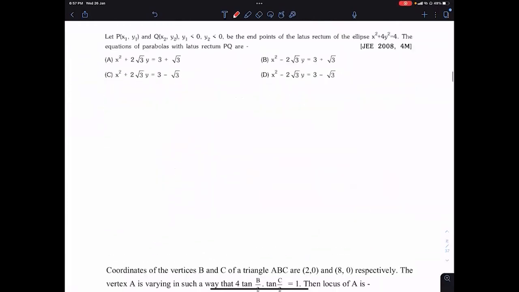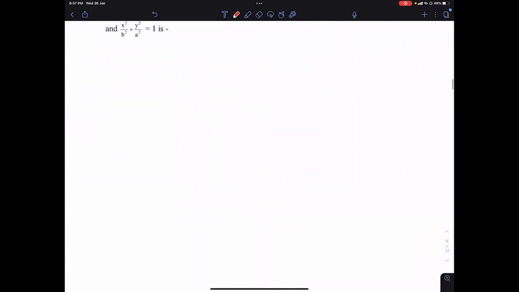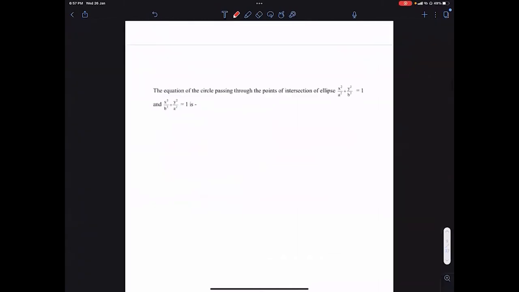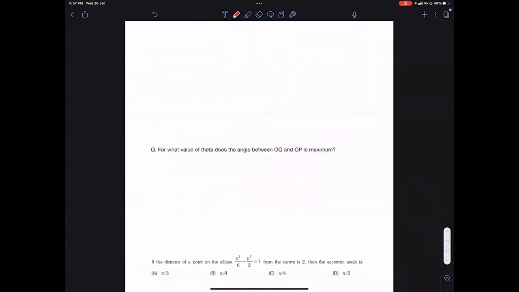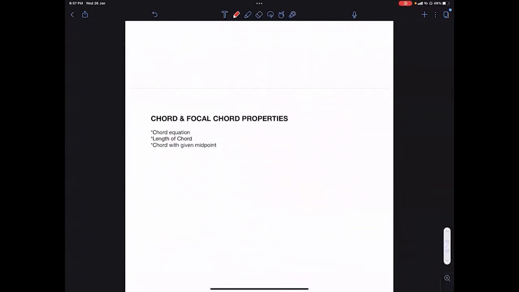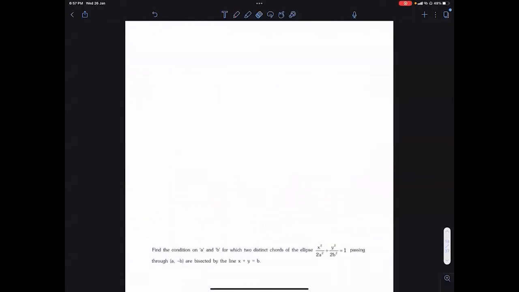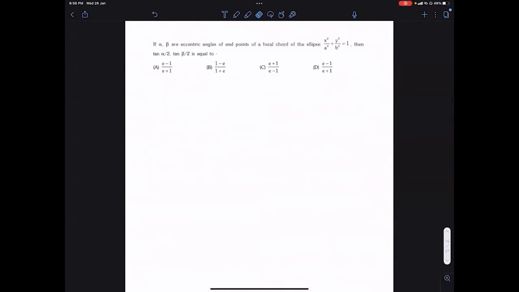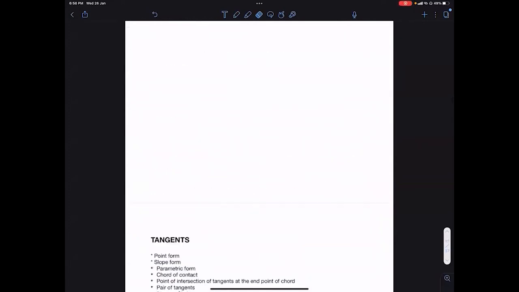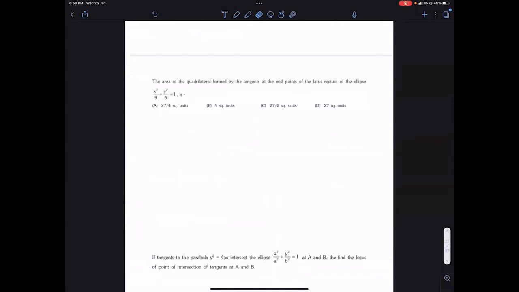So like this, on geometry, there are various questions. Now we'll proceed to tangents. Okay. One second, guys. I have kept the questions. So in tangents also, let me just remind you.